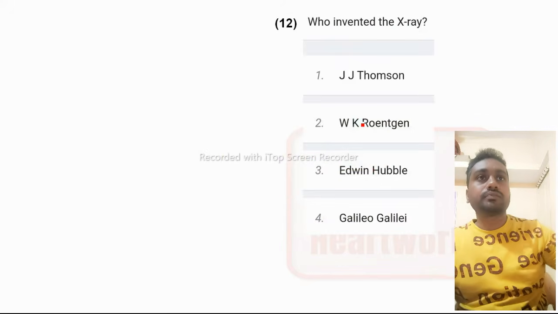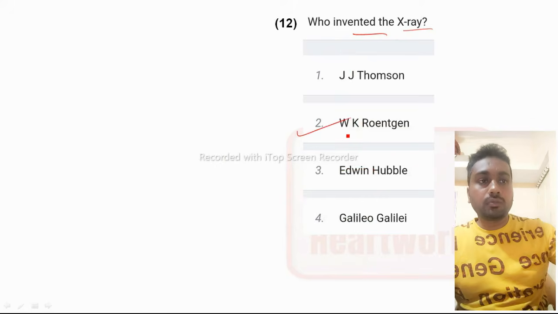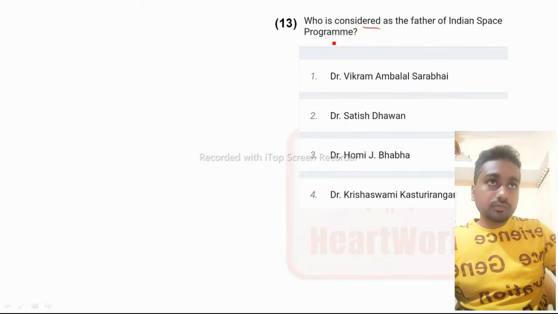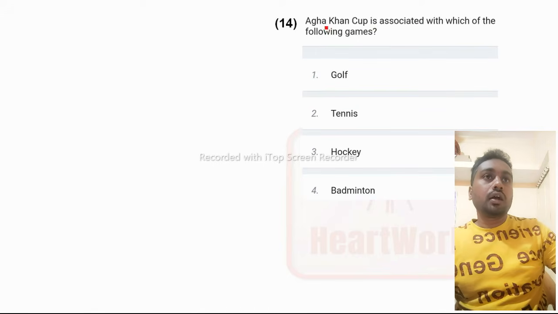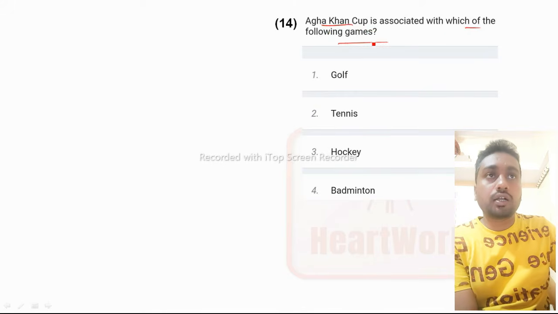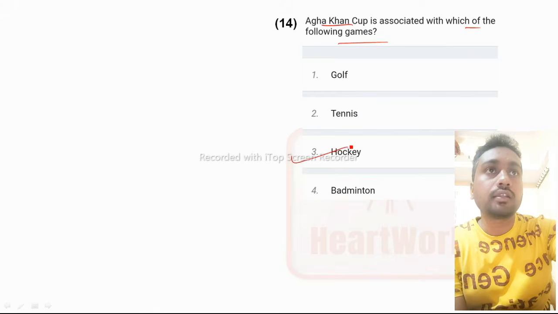Okay, next. Who invented the X-ray? X-ray was invented by W.K. Roentgen. Option B is the right answer. Who is considered the father of the Indian space program? It is Dr. Vikram Ambalal Sarabhai. Next, Aga Khan Cup is associated with which of the following games? Aga Khan Cup is associated with hockey. Hockey is our national game.